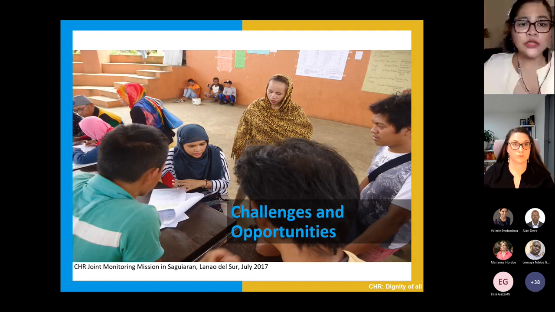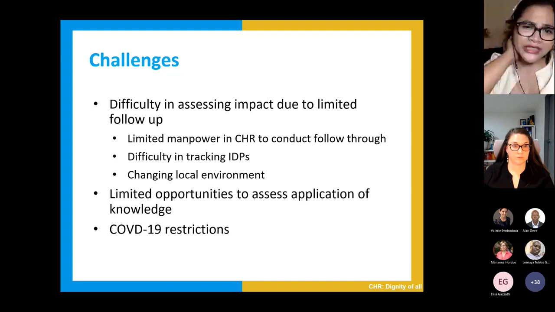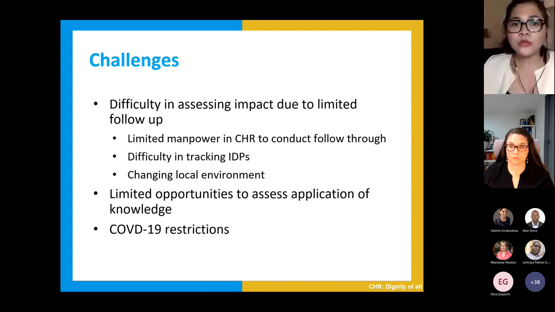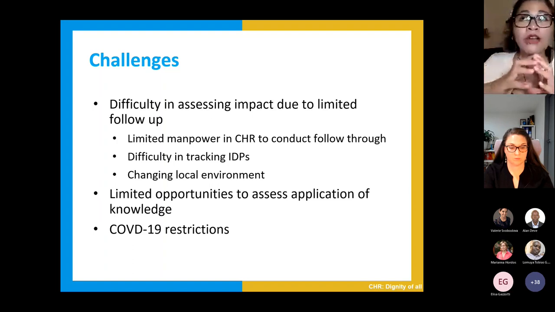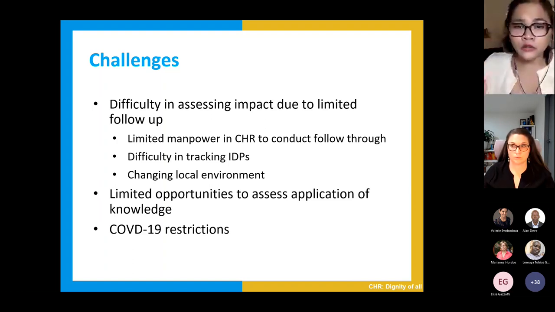So yes, challenges and opportunities that we are seeing in the context of our work. Challenges. Well, one, there's really a difficulty in assessing impact due to limited follow-up. So we connect that to, one, we have limited manpower in the commission to conduct a thorough follow-through. In assessing how communities change or how IDPs change their behavior or attitude in relation to exercise of IDP rights, it's quite difficult to assess that because we have limited people to conduct the follow-ups, as well as there are a lot of places with displacement and we cannot solely focus on just one area.